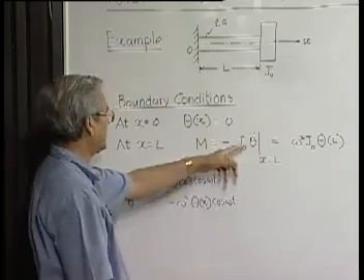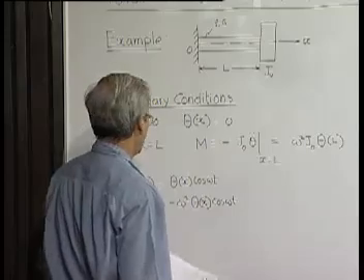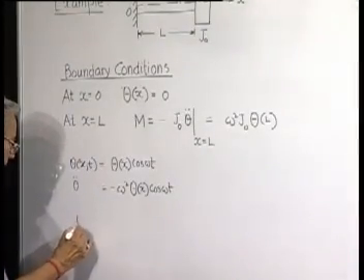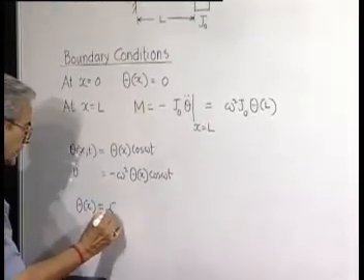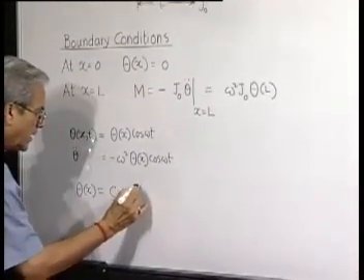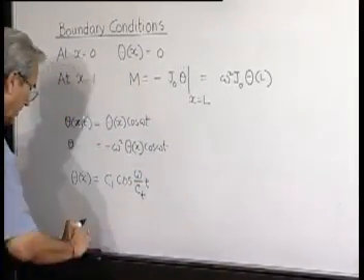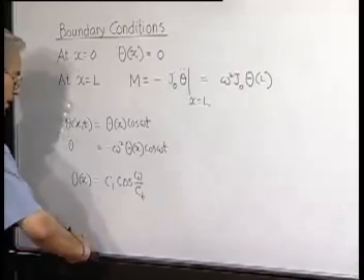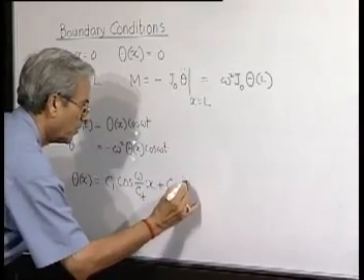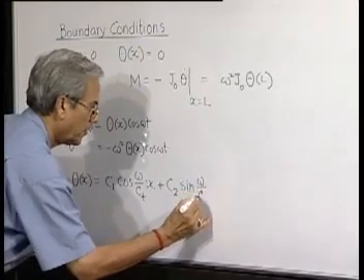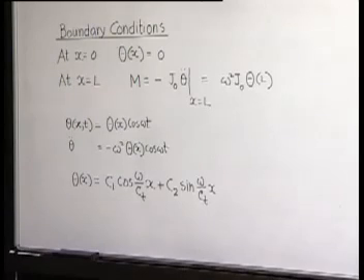We have to keep in mind that here, of course, only the magnitude we have to keep. Now, we have already seen that theta x we get as C1 cosine omega x by Ct plus C2 sine omega x by Ct. This is the form of the solution.